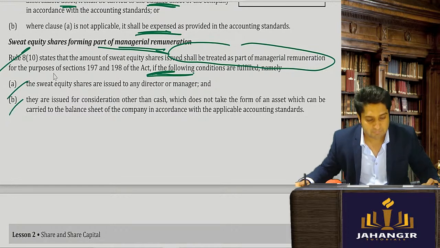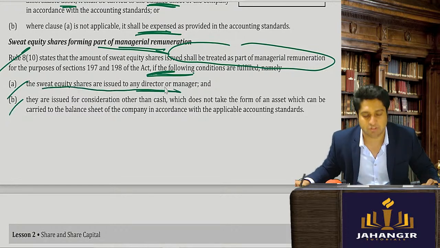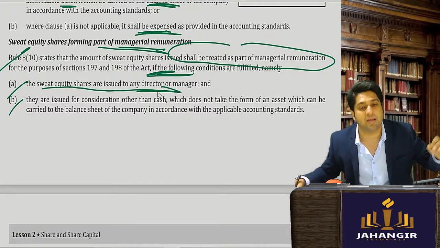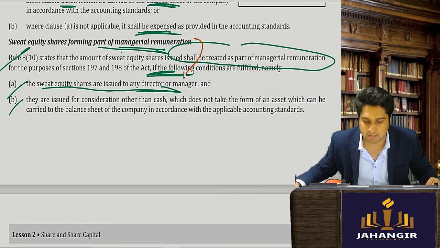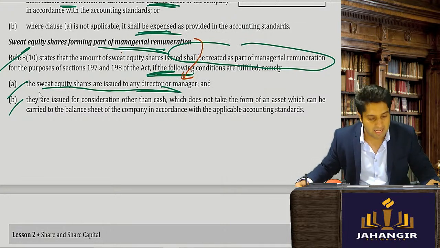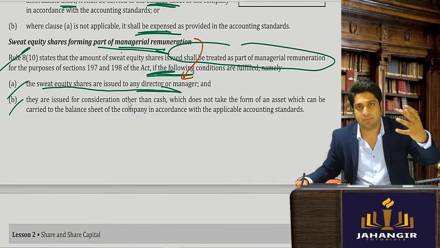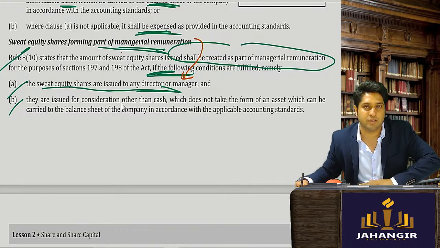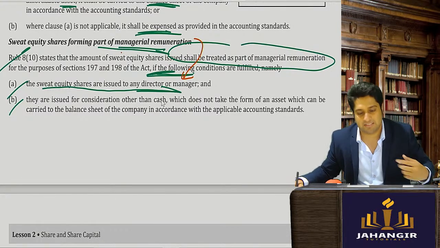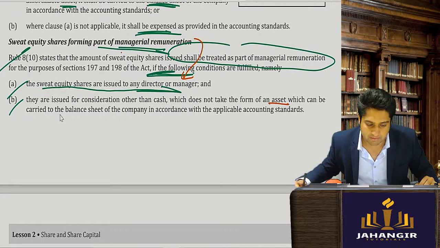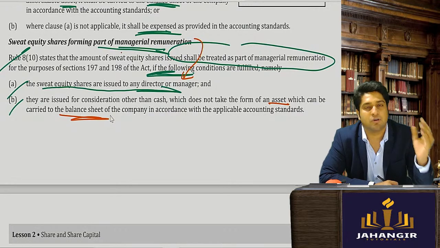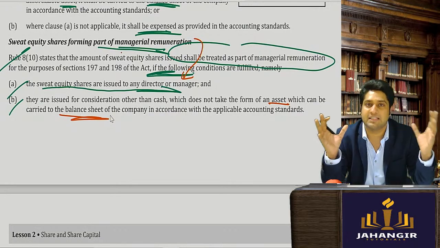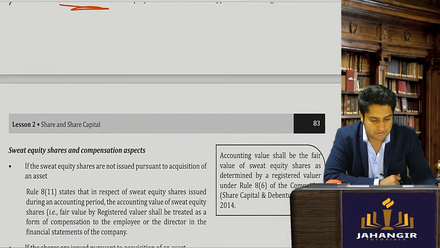Now very simple. If the sweat equity shares are issued to directors or managers, it will count. If it is issued to employees, it will not form a part of managerial remuneration, because the managerial remuneration topic only applies to directors and managers. And second, the consideration that the company has got for the equity shares is not in the form of assets, but is in the form of some expense, or it is not such a big asset that it will be put into the balance sheet.